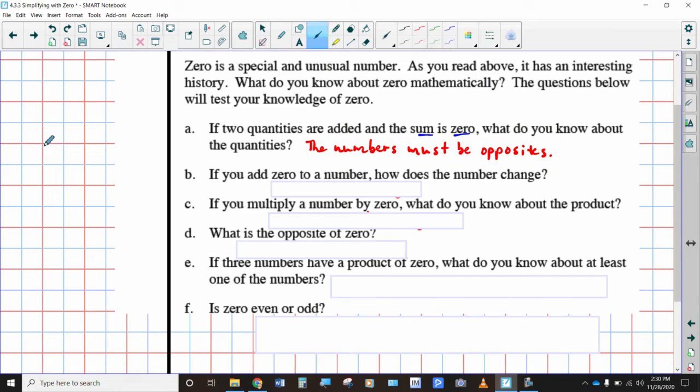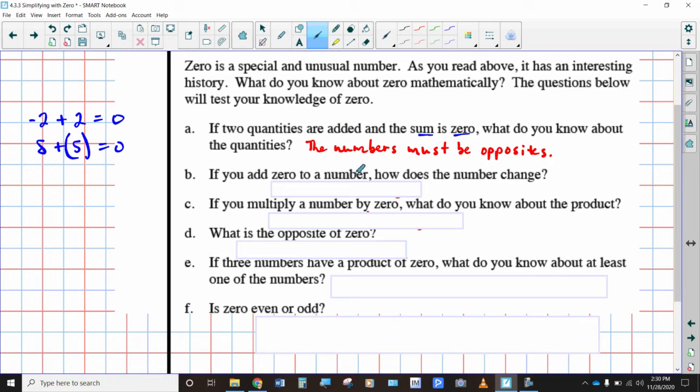So, it could be 5 and -5. Their sum is 0. Could be -2 and +2. Their sum is 0. So if you know the sum of two numbers is 0, the only way that can happen is if these two numbers are opposites of each other.